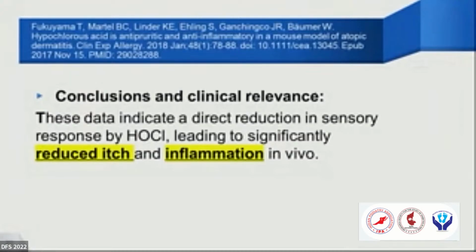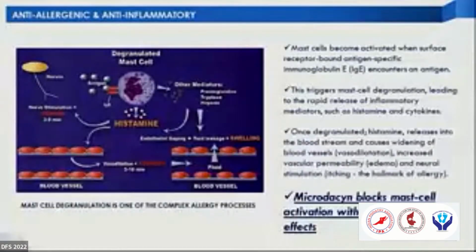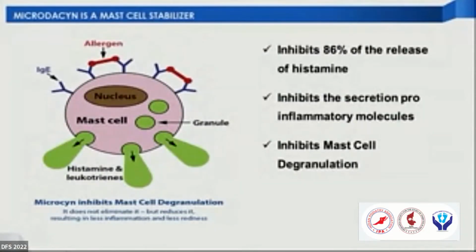So patients who have wounds and surrounding areas which are having pruritus, this is where it can really work well. So this is what happens. Microdosing basically blocks the mast cell activation without causing toxic effects. Then this is what is further happening. It inhibits about 86% of the release of the histamine. That is the reason why it is also sometimes anti-allergic and the pruritus is reduced.